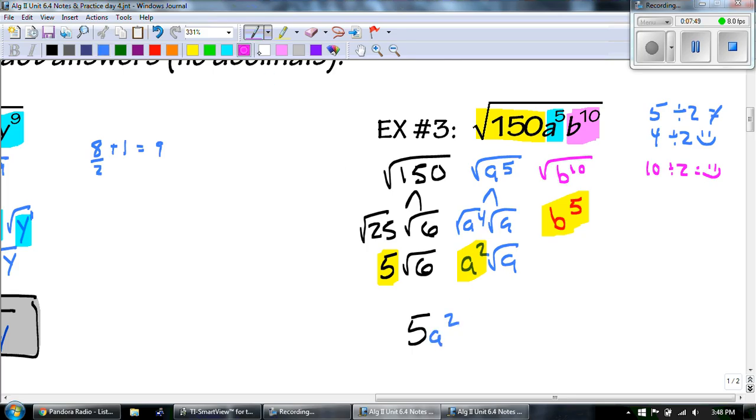5a squared b to the 5th, and then I need to write down my remainder, which is the square root of 6 and the square root of a. So it would be 6 and a inside. Okay?